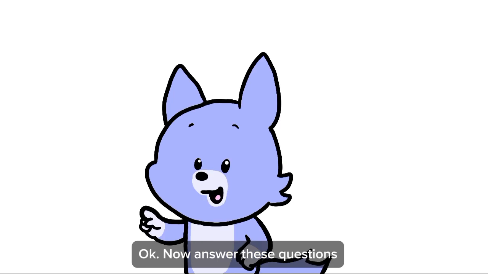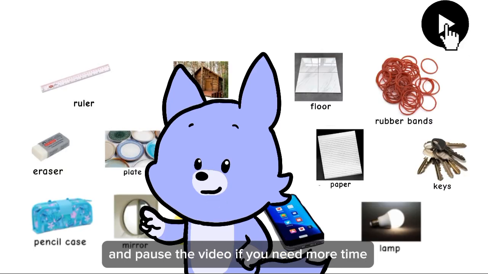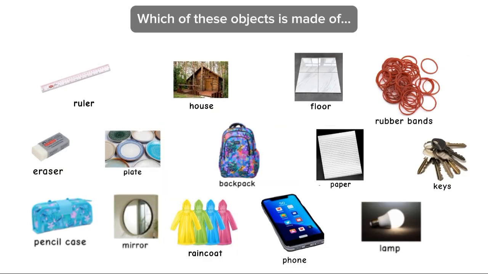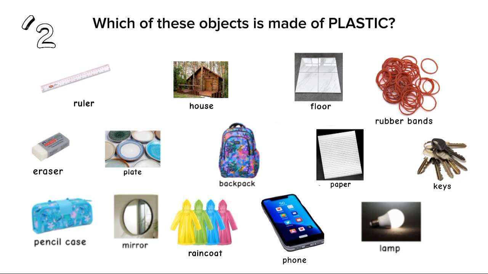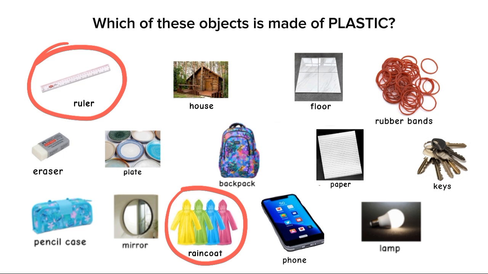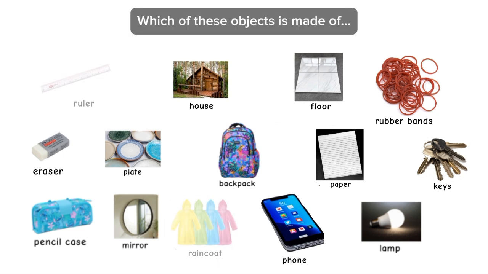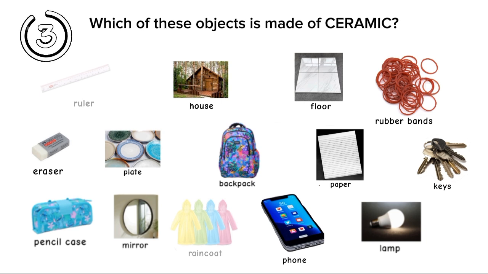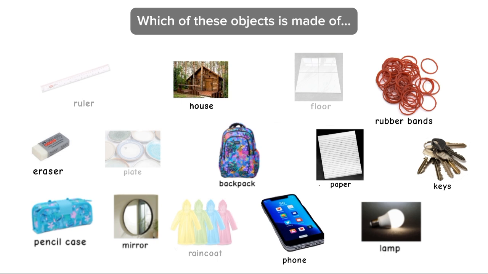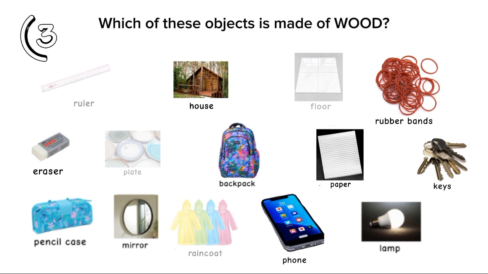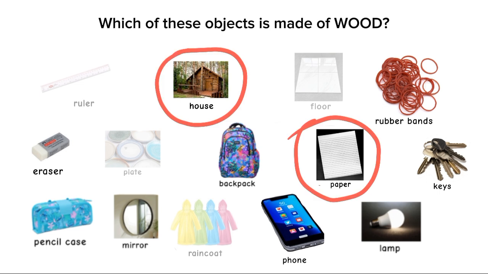Okay, now answer these questions and pause the video if you need more time. Which of these objects is made of plastic? The raincoat and the ruler. Which of these objects is made of ceramic? The floor and the plate, right? Which of these objects is made of wood? The house and the paper.